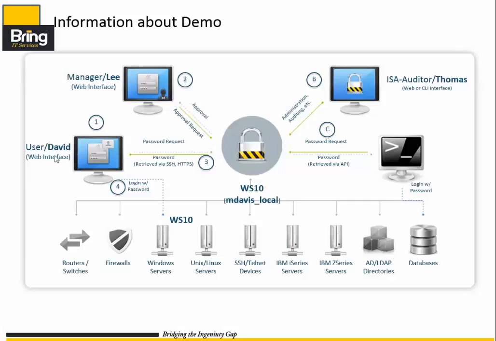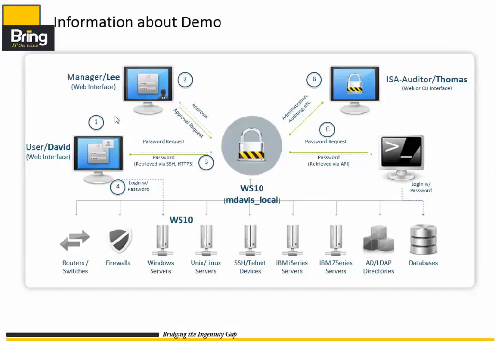So let's first look at user David. David is a system administrator. He needs to run administrative tasks on WSTM machine, but the problem is his user account does not have administrative privileges on this machine. On the other hand, MDavid's local user account has local administrator privileges on this machine. So what David needs is access to WSTM machine with privileges of MDavid's local user account to complete his administrative tasks.